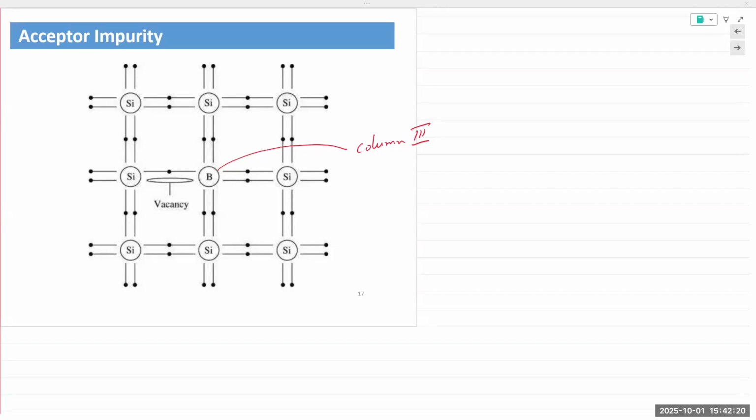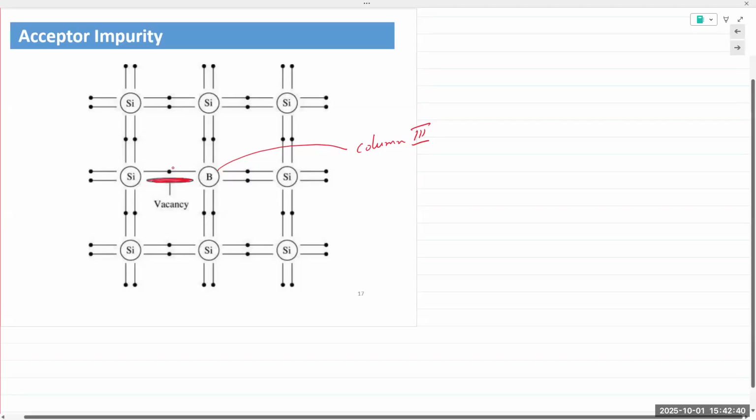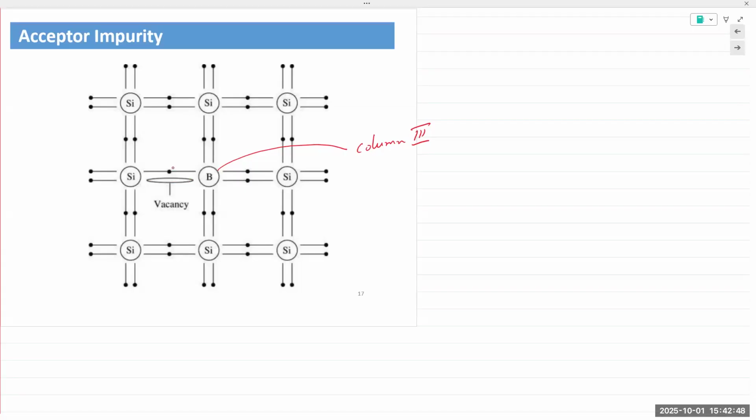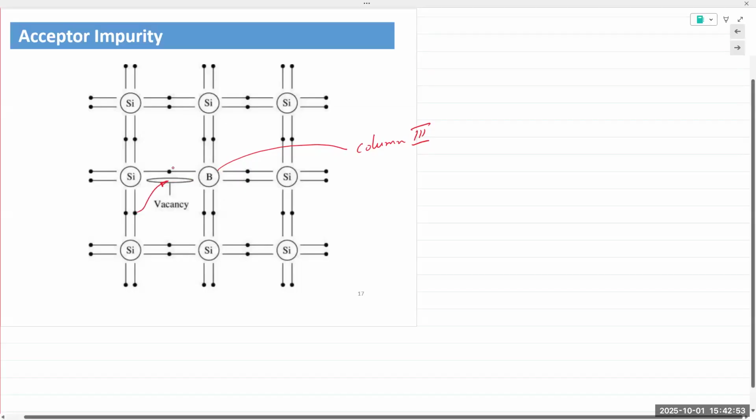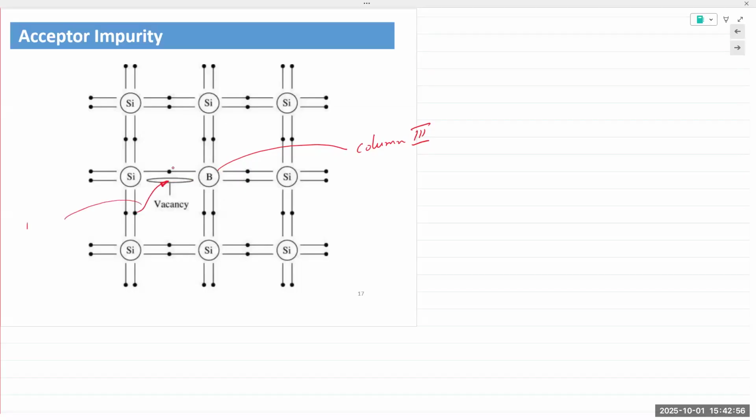But because there's an empty spot, and there are thermal carriers available, there are electrons moving around from the silicon atoms that will move into that spot. And so here there is a vacancy. And because there is a vacancy, there could be an electron that acquires sufficient thermal energy and jumps from here to here. So it could make a possible jump.